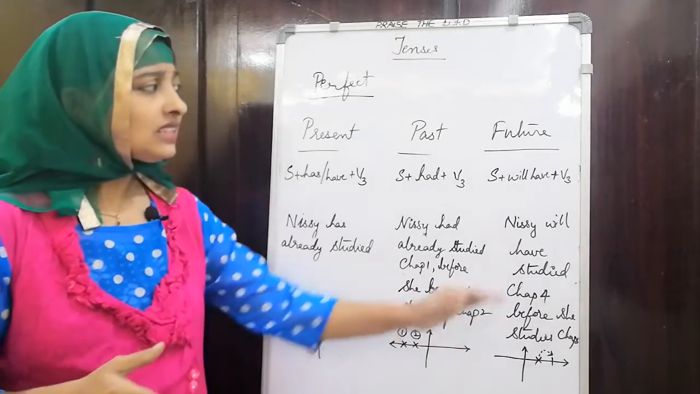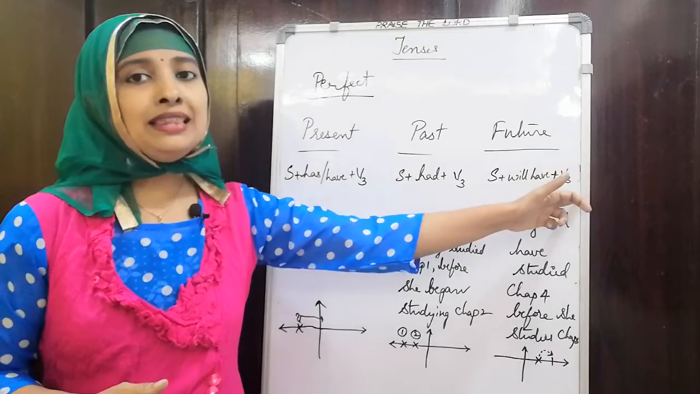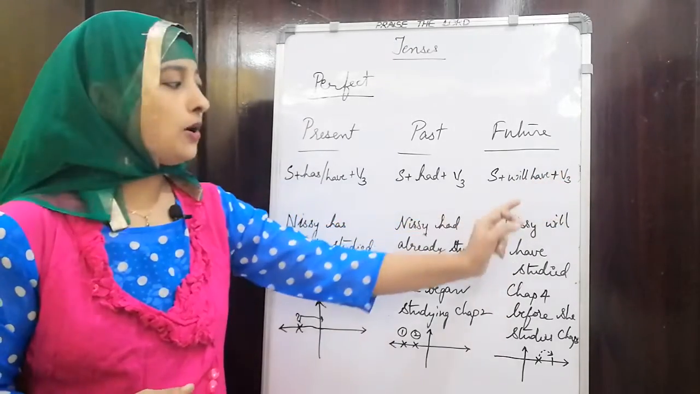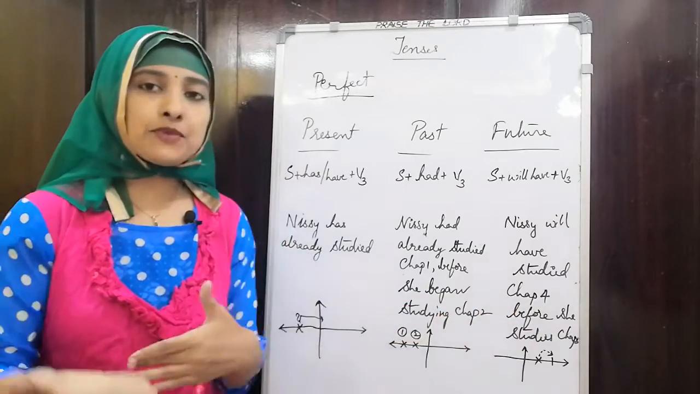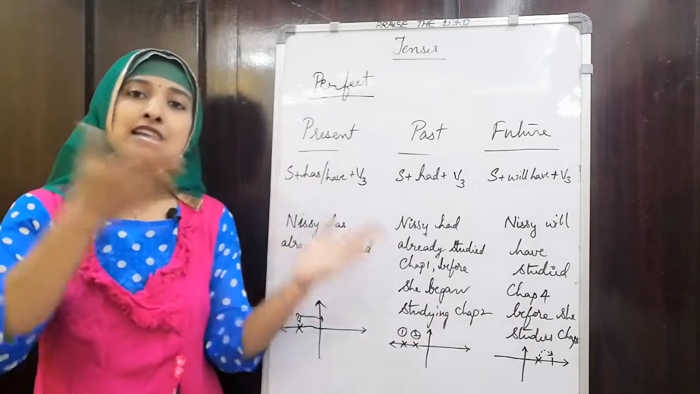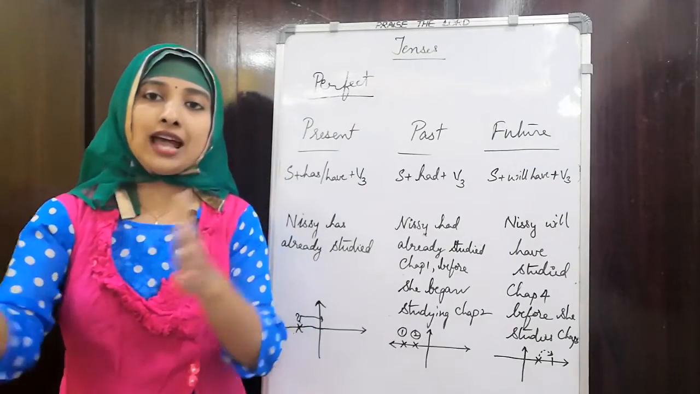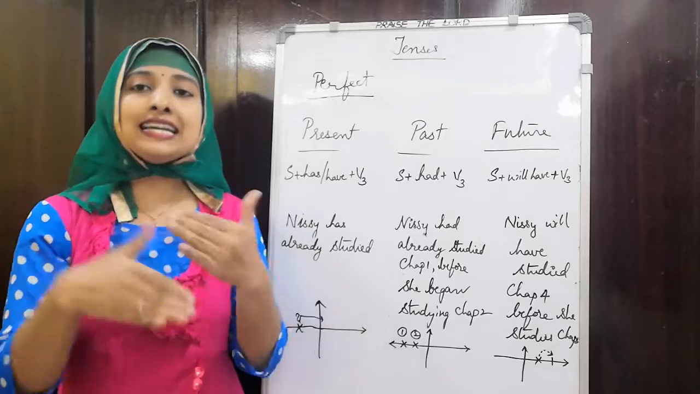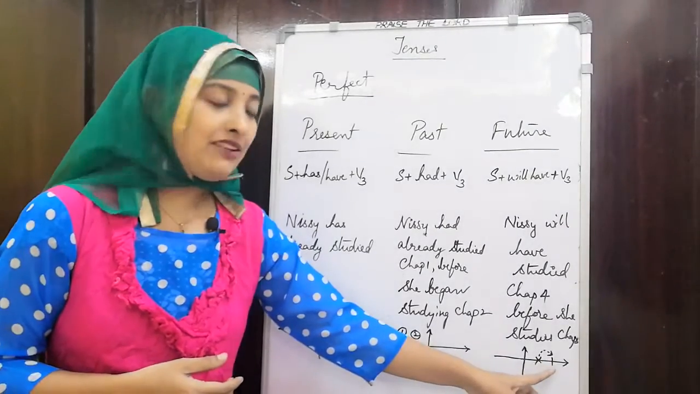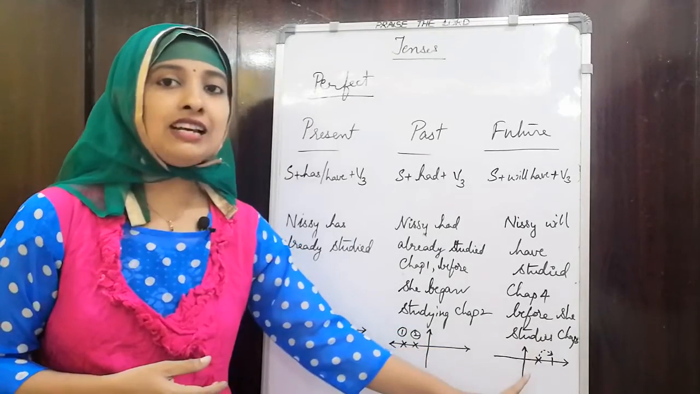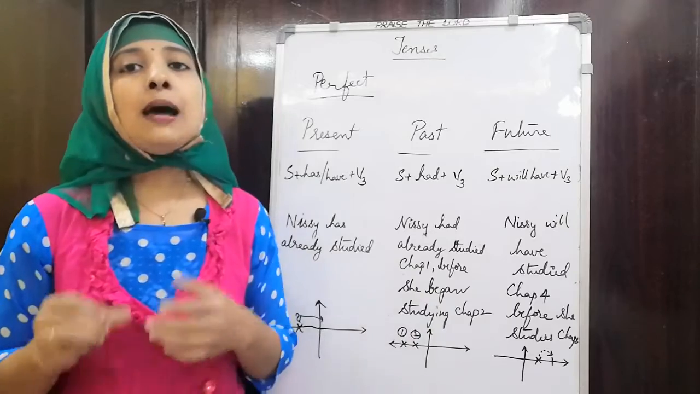Coming to future, subject plus will have plus verb in participle form, the V3 form. Nissi will have studied chapter 4 before she studies chapter 5. Means in future, before she studies chapter 5, she will finish chapter 4 and then she will start with chapter 5. So in future, before that event takes place, she will complete this and she will do the next event. So this is about future perfect tense.